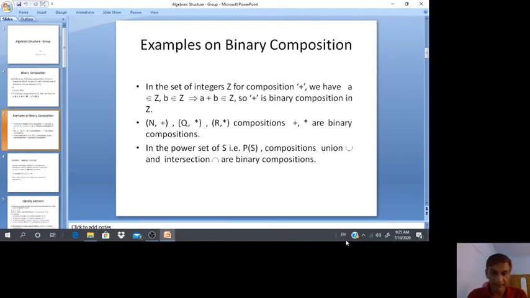So let us take another example. Let us consider the power set of S. Then we see that the composition union is a binary composition in P(S), the power set of S. Similarly, composition intersection is a binary composition in the power set of S.